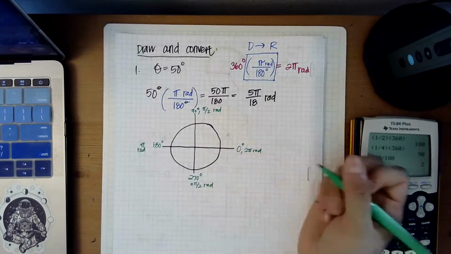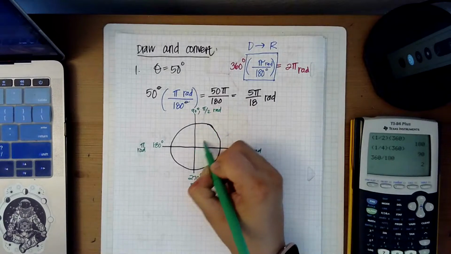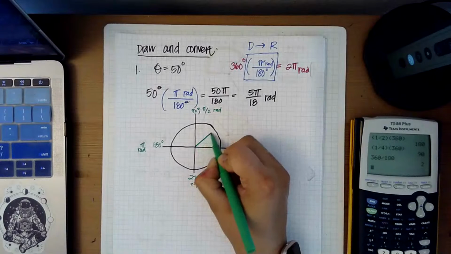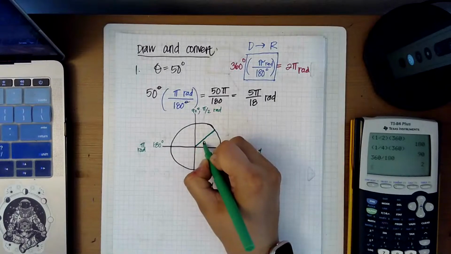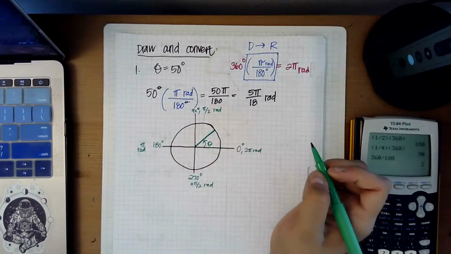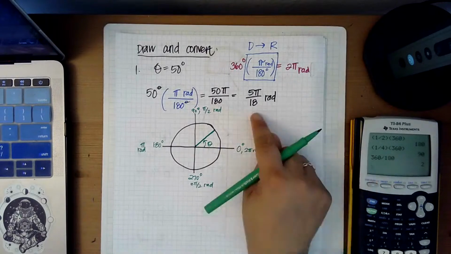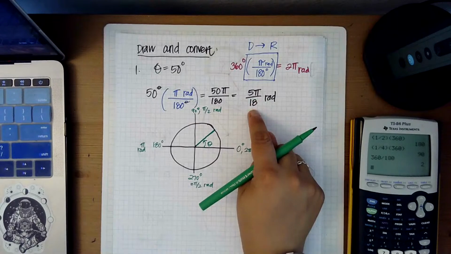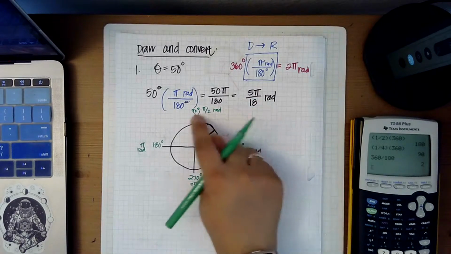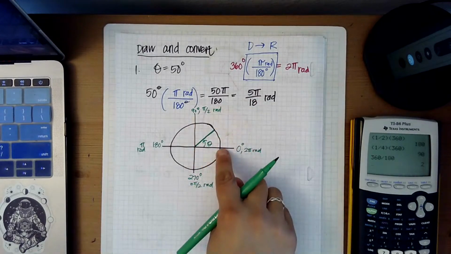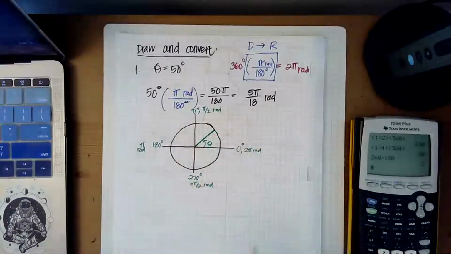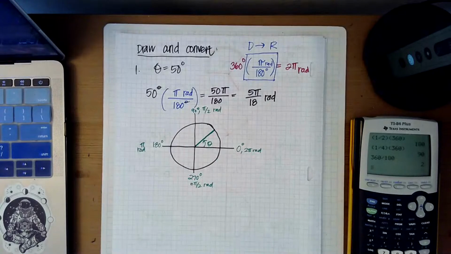So let's see. 45 degrees is here, just like that. So I'm just going to increase it a tiny bit because it's just a sketch. So that's my theta right there. And let's see if that makes sense. 9 pi over 18 is pi over 2, yes? So 5 pi over 18 is definitely here. So all I did is I drew it out and I converted. Okay.